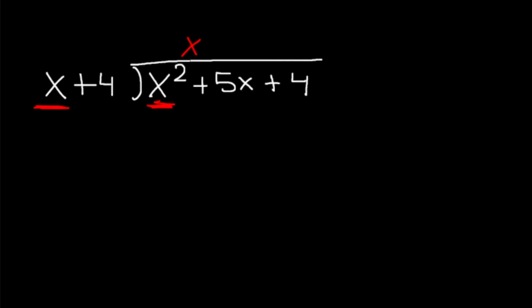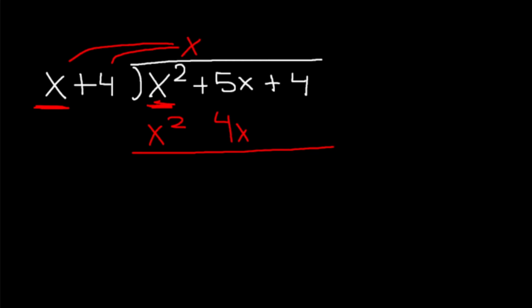And now you multiply x by x. Going back here, x times x is simply going to give you x squared. And you're also going to multiply x by 4, which gives you 4x. Simple laws of long division, you're going to subtract these. So x squared minus x squared cancels out, and 5x minus 4x is going to give you x. And now you're going to bring down the positive 4.